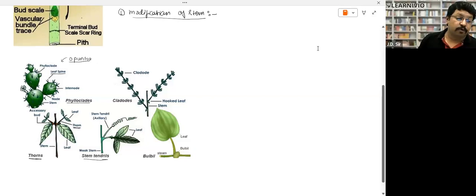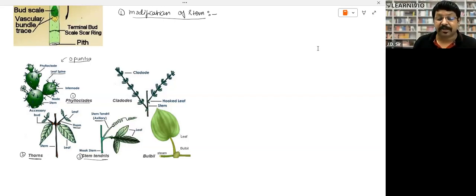Next, there are the tendrils. Tendrils basically come from the axillary bud. Try to understand. First I told you phylloclade, second thorns, and third, stem tendrils. Stem tendrils arise from the axillary bud, and they are meant for giving support to the stem, because they are found in plants which have a weaker stem. They are the creepers, the runners. So this is the stem tendril.